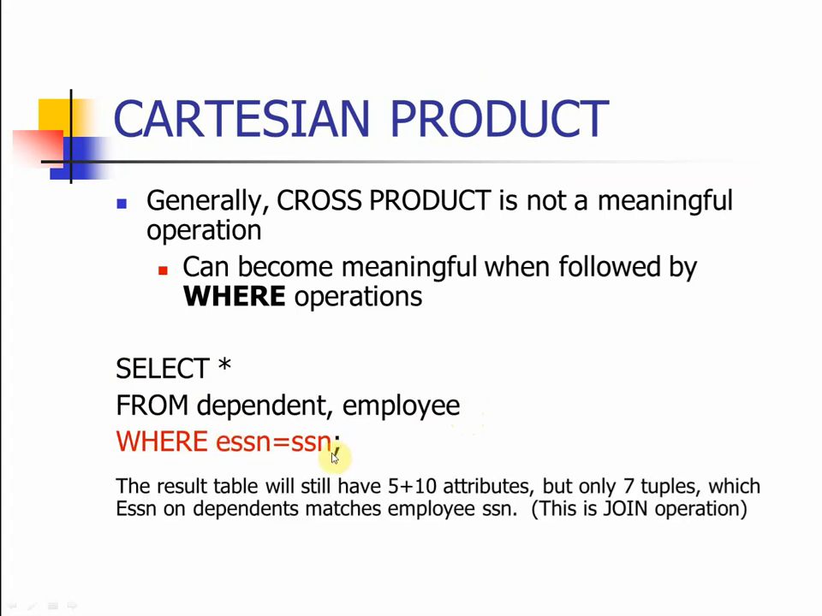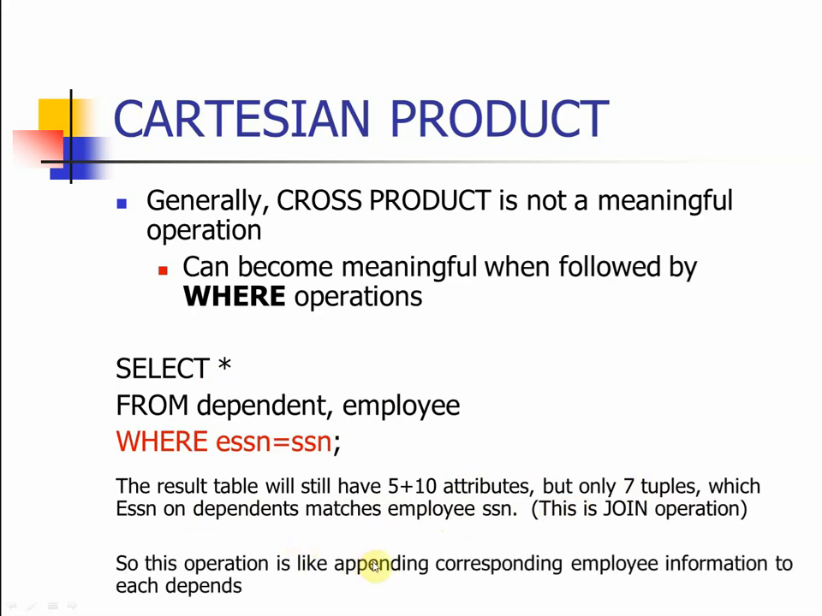So what it will do is that it will end up still a table with 5 plus 10 attributes. The number of attributes is not changed since we do select star. So it will still end up with 15 attributes, but only 7 tuples, which ESSN of dependent matches employee SSN. And that is actually the idea of the join operation. So basically, this operation is acting like appending corresponding employee information to each dependent.